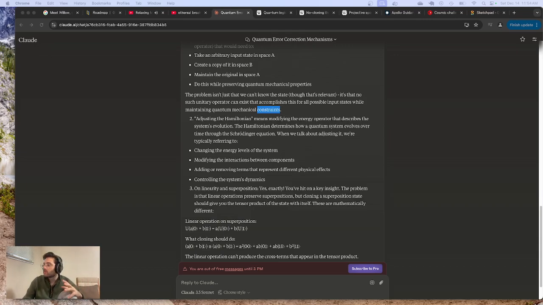Adjusting the Hamiltonian means modifying the energy operator that describes the system's evolution. The Hamiltonian determines how a quantum system evolves over time through the Schrödinger equation. When we talk about adjusting it, we're typically referring to changing the energy levels of the system, modifying the interactions between components, adding or removing terms that represent different physical effects, controlling the system's dynamics.